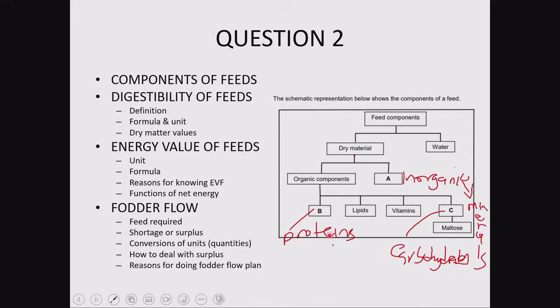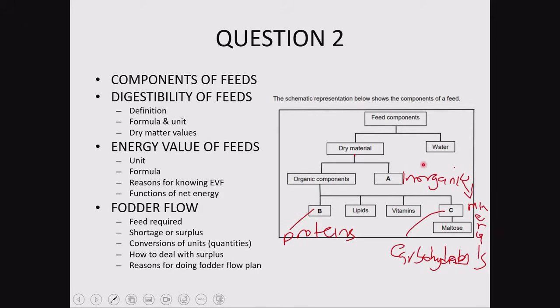By functions of protein, for example, protein is used for growth, protein is used for production, protein is used for reproduction. Secondly, fats. What are the functions of fats or lipids? Fats are for energy. Fats act as insulators. And some functions of vitamins, for example, vitamin A for healthy vision. And carbohydrates, some of the functions of carbohydrates are, it is for energy, it gives the animals energy, and it also fattens the animals.